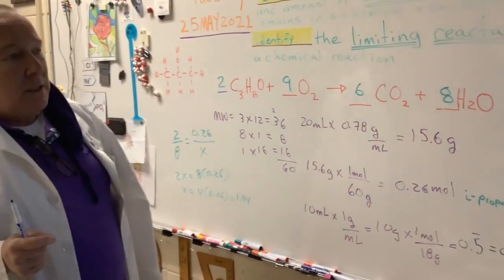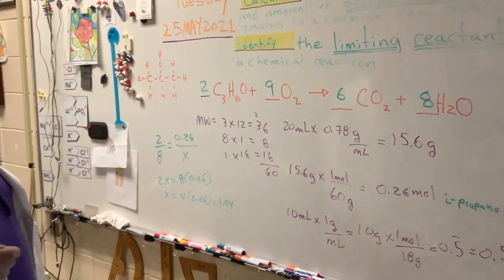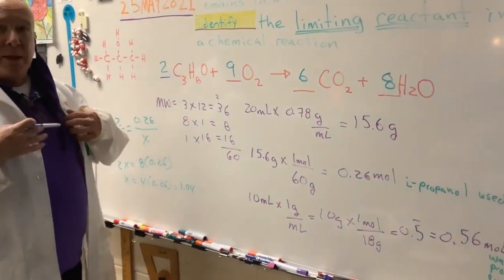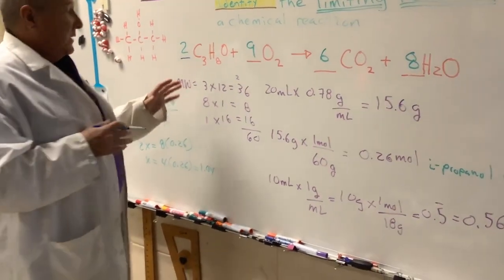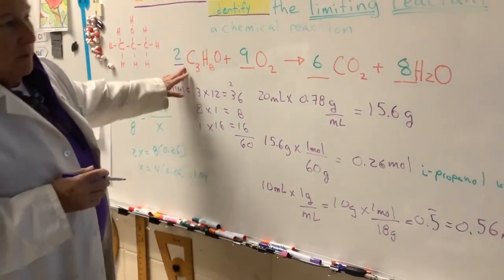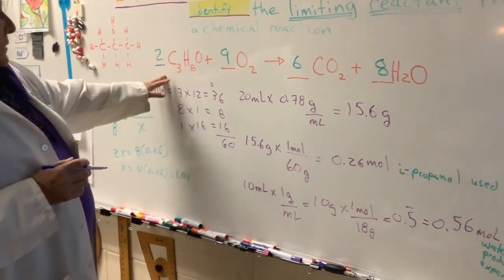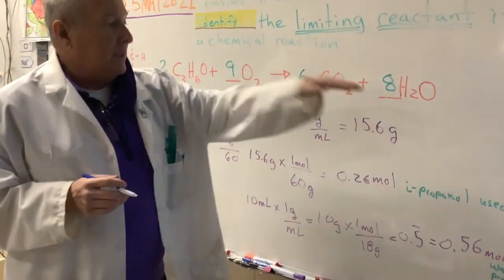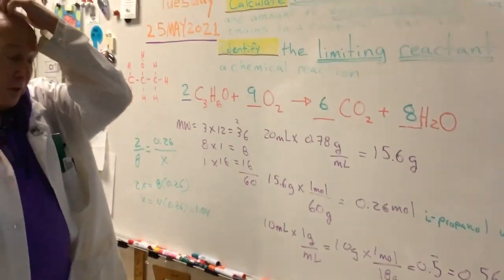using the equation above. We would expect that for every 2 of these, we would produce 8 of these. But the question is, we need to convert it to moles.